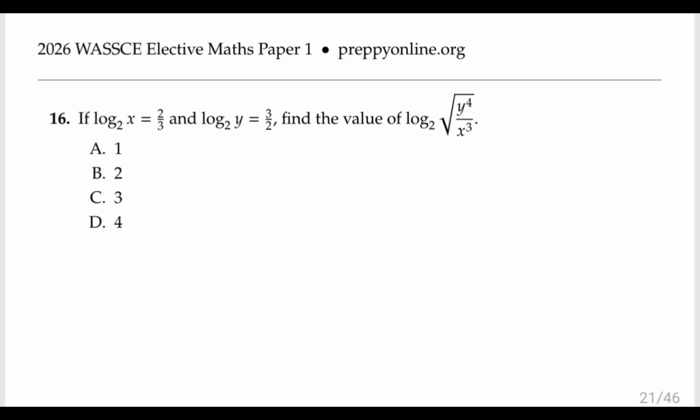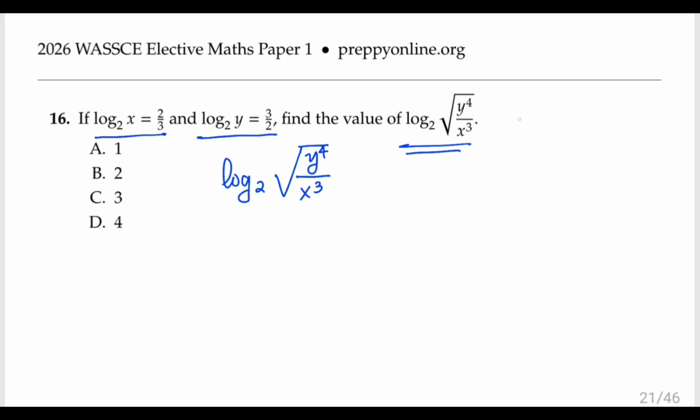Question 16. If log to the base 2 of x is equal to 2/3 and log to the base 2 of y is equal to 3/2, find the value of log to the base 2 of this. So here we are being invited to apply the rules of logarithms. If we write log to the base 2 of the square root of y to the 4th over x to the 3rd, we can write this in another way.